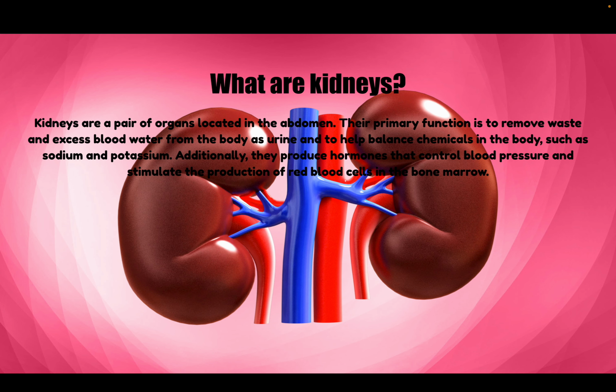But first, before we can do anything about this, we have to understand what exactly kidneys are. Kidneys are a pair of organs located in the abdomen. Their primary function is to remove waste and excess water from the blood as urine and to help balance chemicals in the body, such as sodium and potassium. Additionally, they produce hormones that control blood pressure and stimulate the production of red blood cells in the bone marrow. As you can see on the screen, those are the two kidneys that everyone has. Basically, they are a very sophisticated filter.